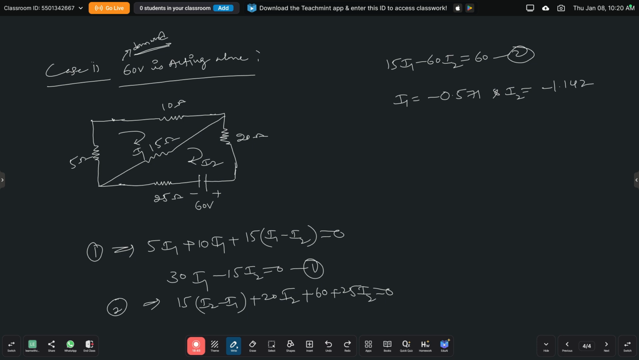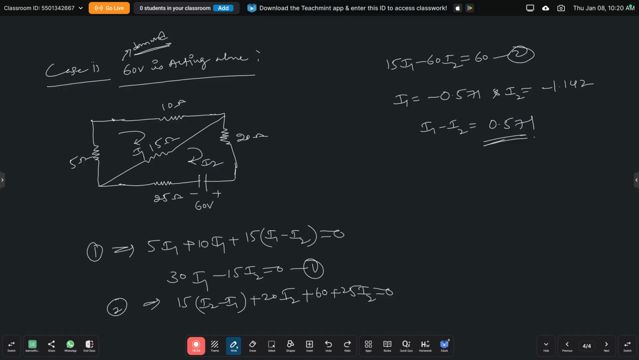So here we need to find the current through 15 ohm resistance. So that is linked with both the loops. So we just solve, that is I1 minus I2. So what is here, we get I1 minus I2 equals to 0.571. So this is the answer, that is the current through the 15 ohm resistance when only the bottom 60 volts is active. So then we get I1 minus I2 equals to 0.571.